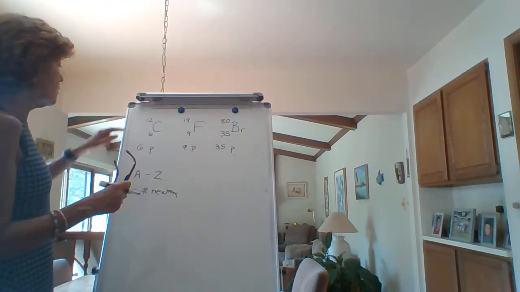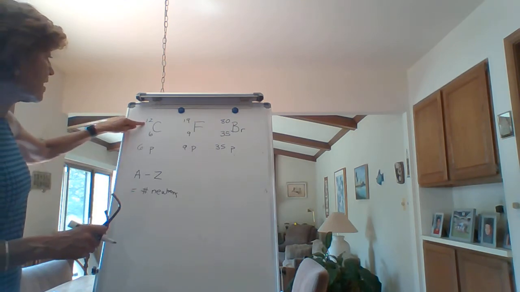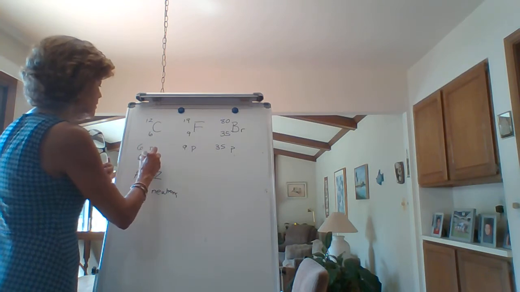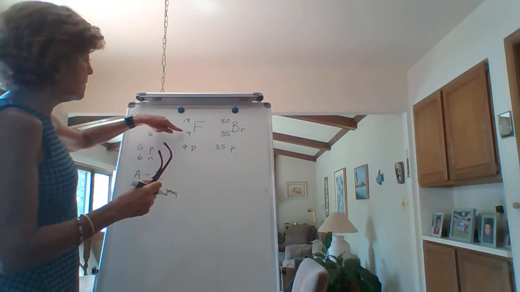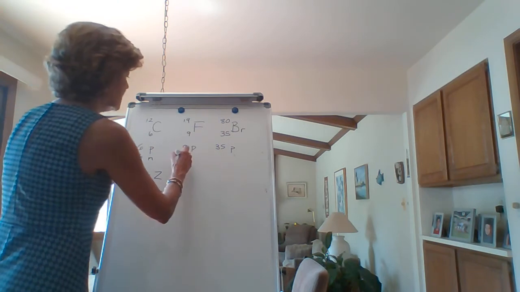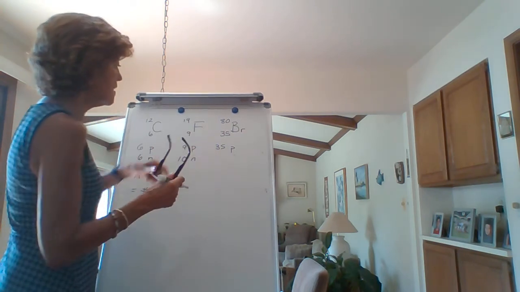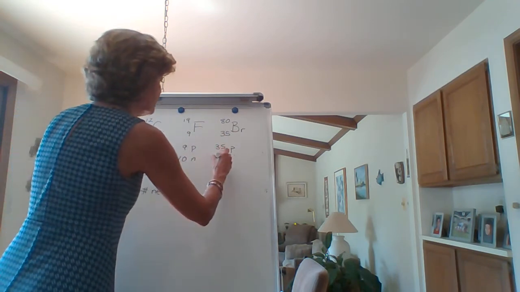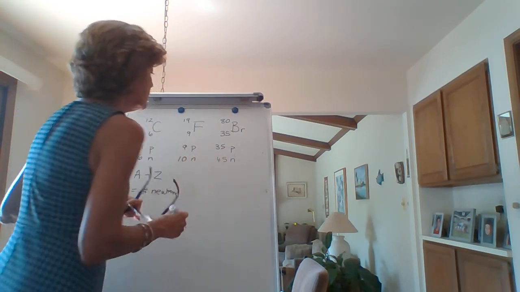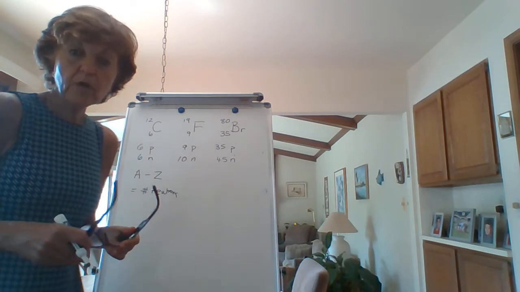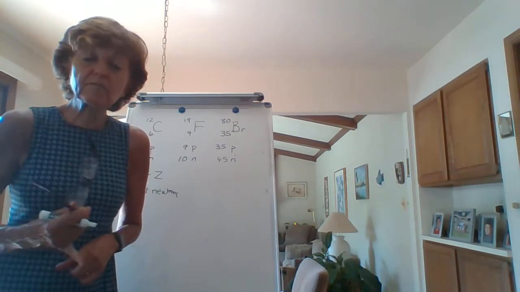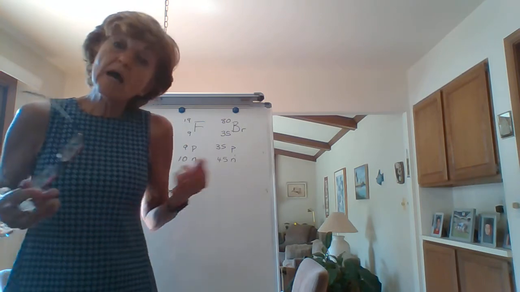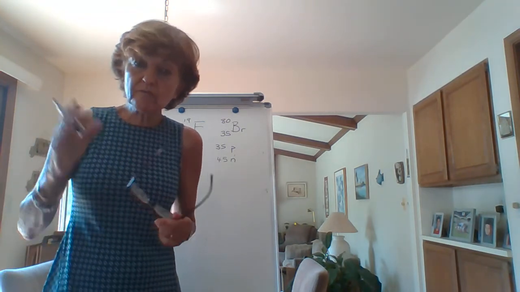All right, so in order to figure out my neutrons, 12 minus 6 is 6, so I have 6 neutrons. 19 minus 9 is 10, I have 10 neutrons. 80 minus 35 is 45, I have 45 neutrons. Make sense? Okay, so now with a nuclide symbol, you can figure out the number of protons, you can figure out the number of neutrons. How are we supposed to figure out the number of electrons?